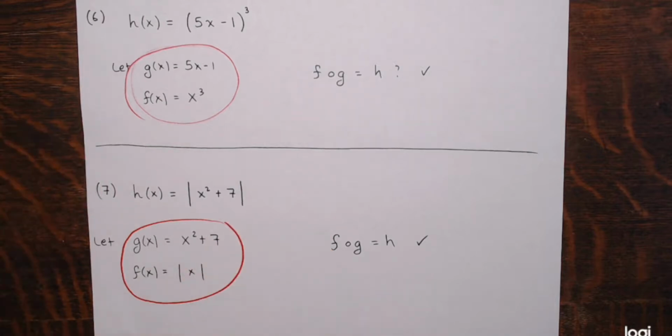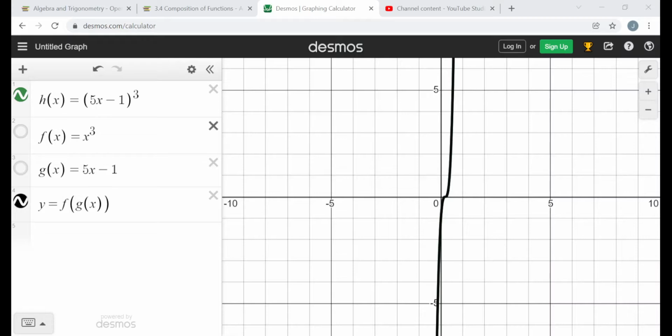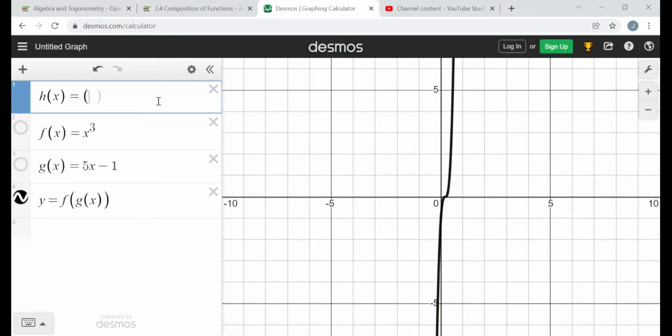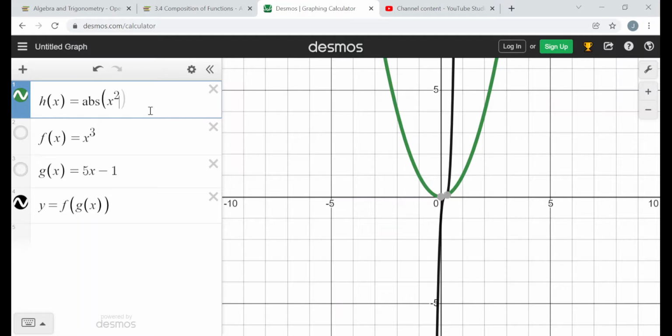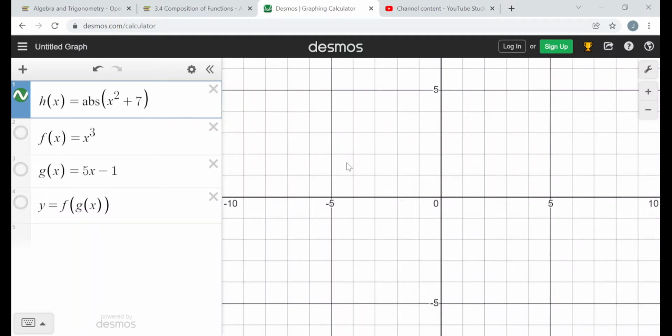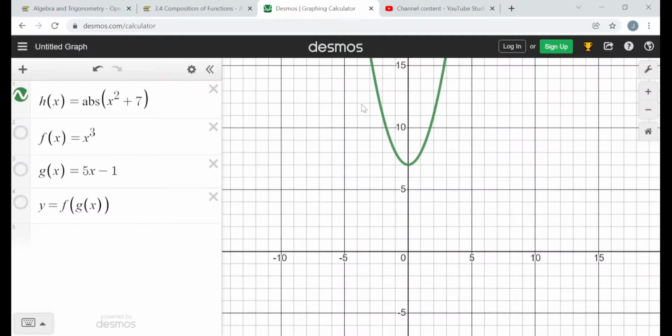And once again, I'll put this in a graph. We'll verify it graphically. So the h of x was the absolute value. You can just type ABS here for absolute value of x squared plus 7. Now it's not showing up on the screen because it's a little higher than what we're used to. Okay, there's the graph, that green graph.